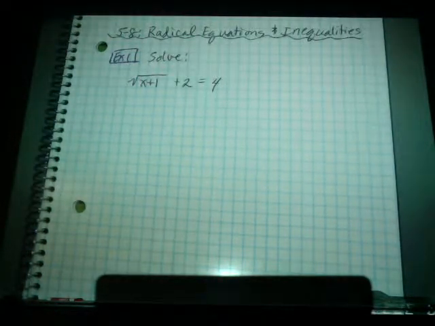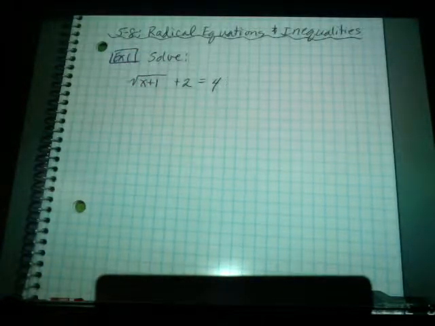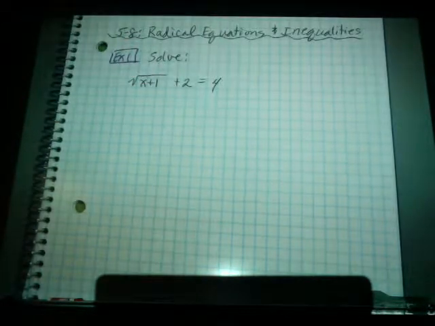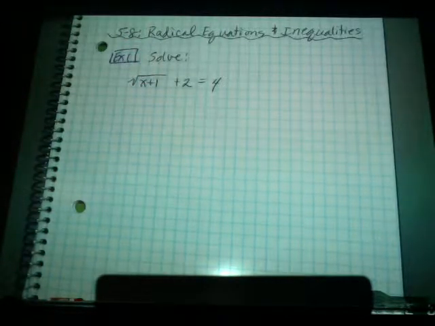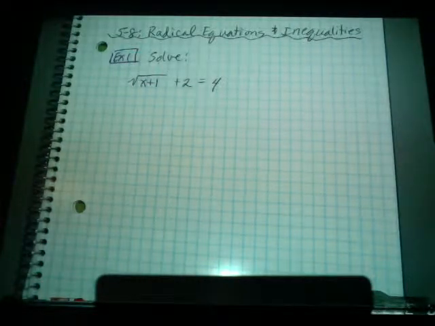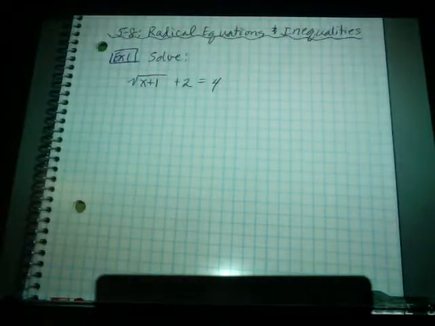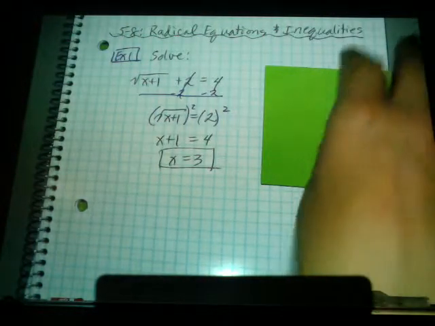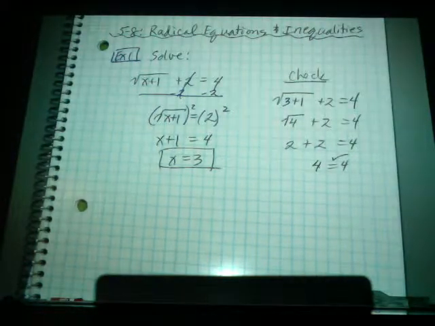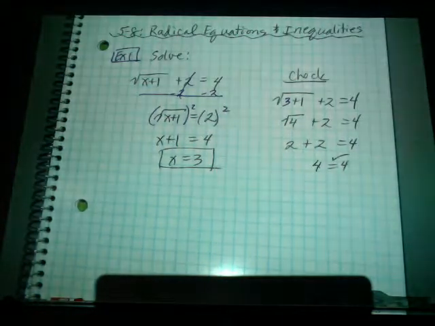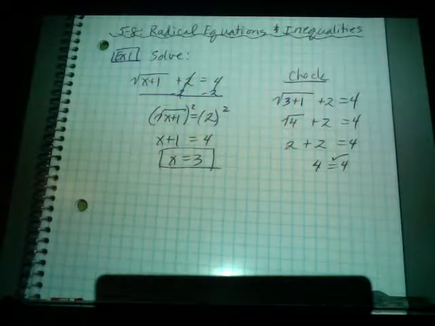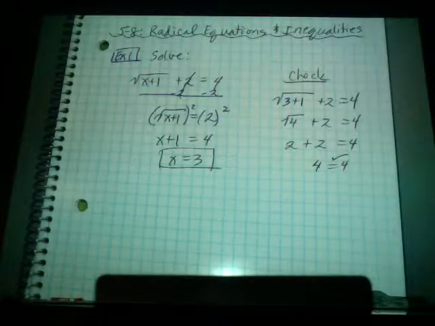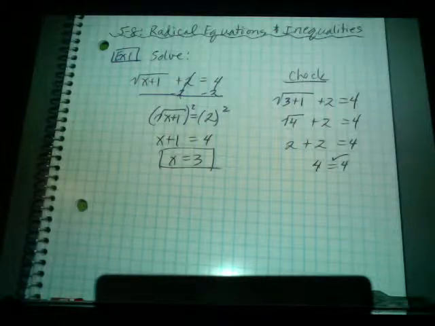Share your answer with those around you. Okay, so what did you get? 3. Does the answer work? What's your check? What equals what? 4 equals 4. If you're missing any lines on that check, you're not checking correctly. So remember, your check is like a mini proof. More is better, because you're proving to me that it works. You're not just checking it for your own benefit, you're proving it to me too.